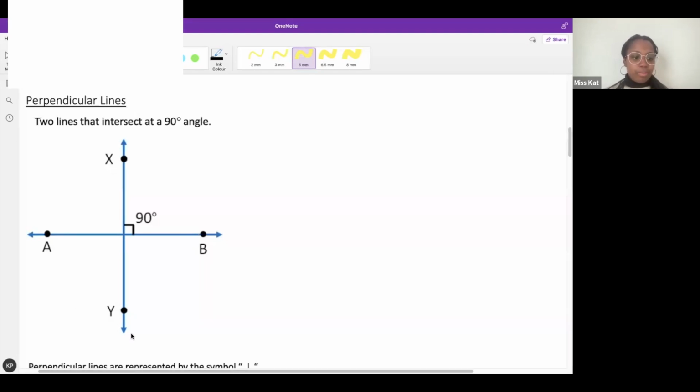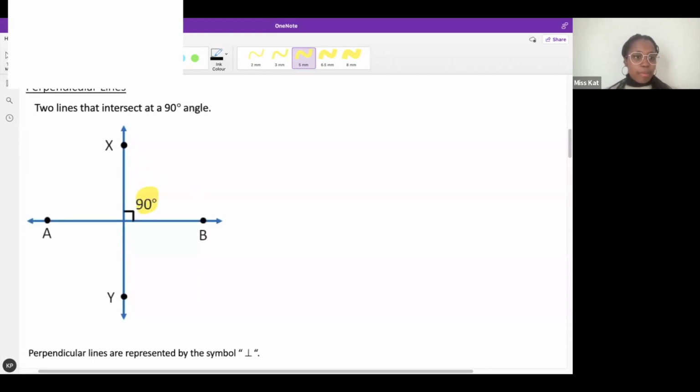AB would be perpendicular to XY. That's how we would state this. And we know that because we have been given the 90-degree angle over there. Even if lines look like they're at a 90-degree angle, you cannot assume that they are perpendicular and should be given information.